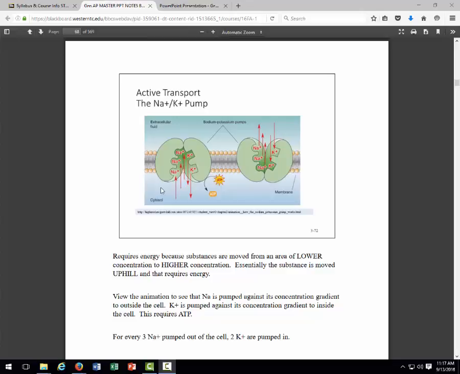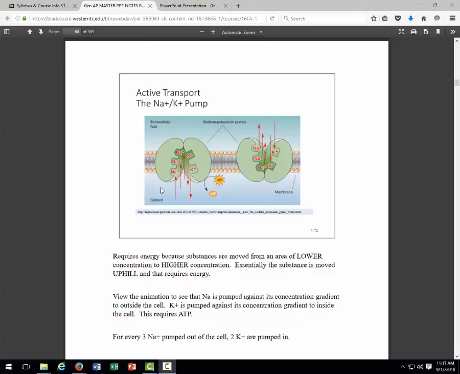So we are always going to have more sodium outside the cell and more potassium inside the cell because this pump is pumping them against their concentration gradient. And it's necessary to do that when we study the nervous system and talk about flow of ions and how that relates to action potentials. We'll get to that. But for right now, just know that they're moving from an area of lower concentration to higher concentration. So that requires energy.